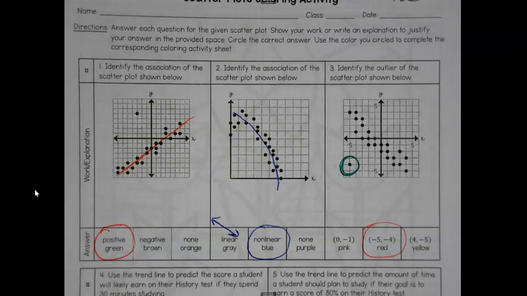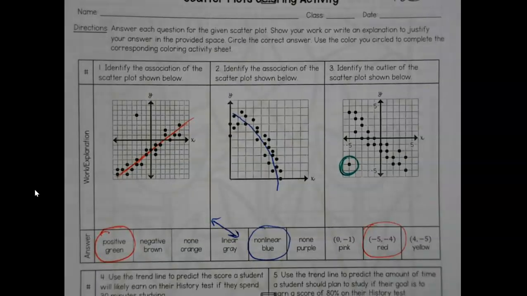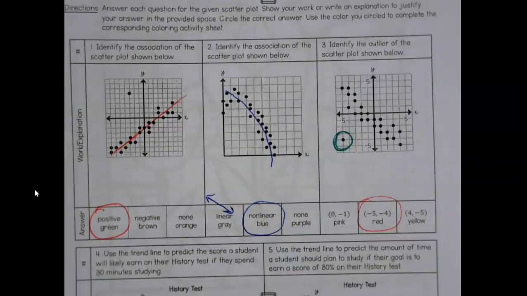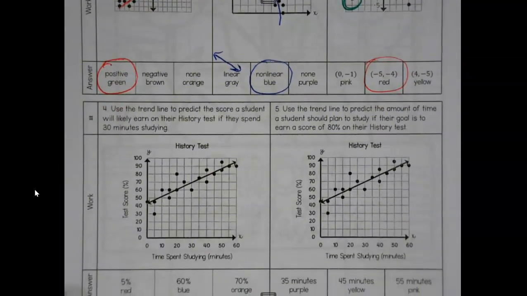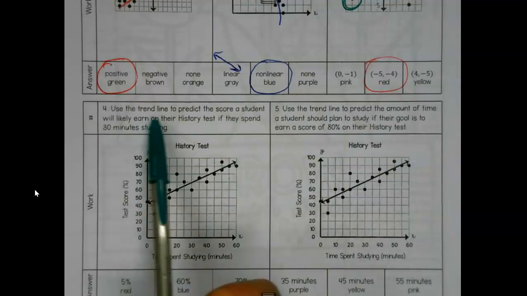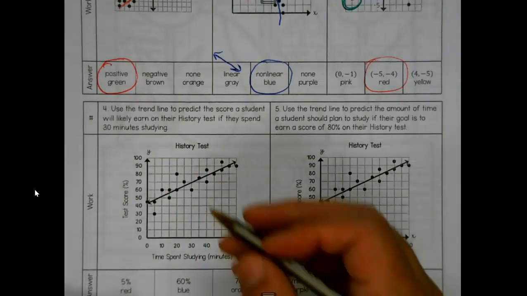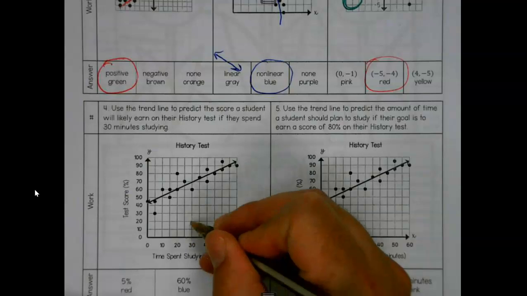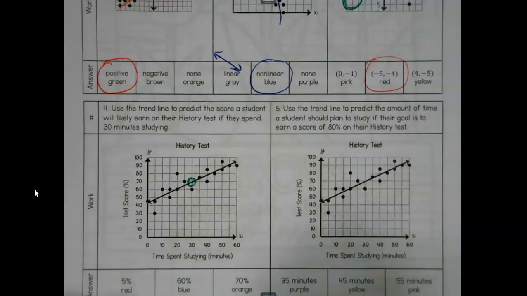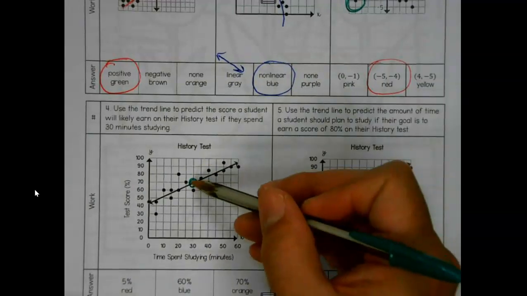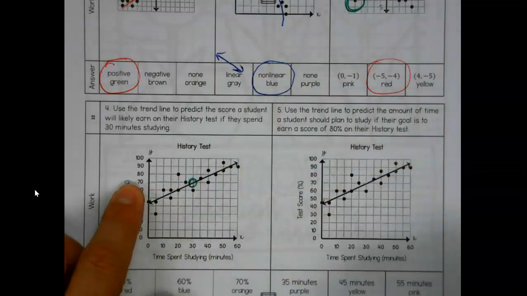The next 2, and I think it goes beyond that with it. It does. But the next 2 are you just using the graph to figure out, use the trend line. So if they spend 30 minutes studying, you can just go studying and kind of work your way up until you run into the line, and then just follow the line over is all we're trying to do there.